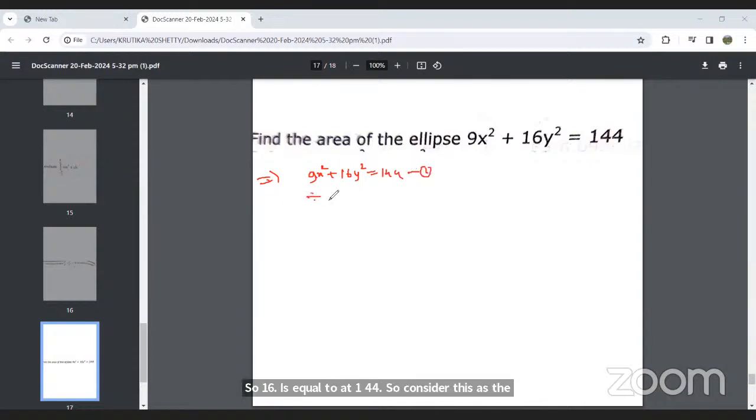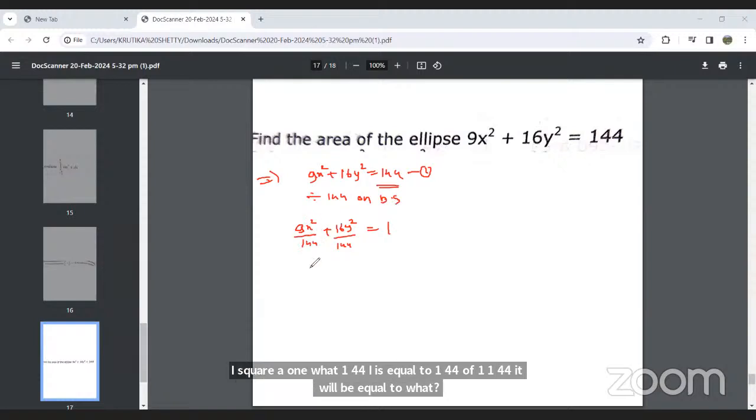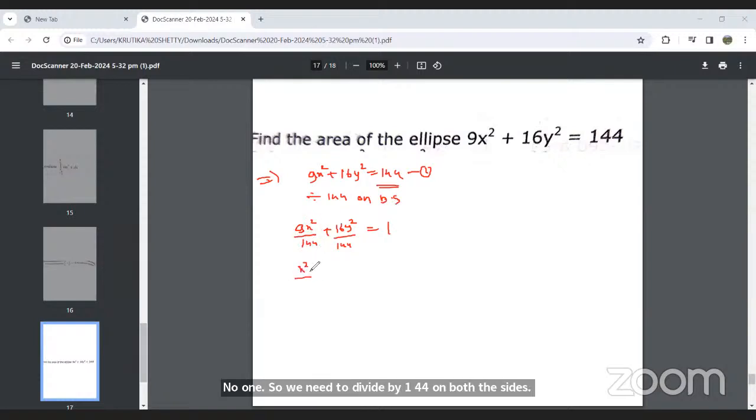First we will divide by the term in the RHS, that is 144. To convert it into standard form, always divide by the term which is present in the RHS. So this will be 9x square upon 144 plus 16y square upon 144 is equal to 144 upon 144, which will be equal to 1. So we need to divide by 144 on both sides. This is the first step.